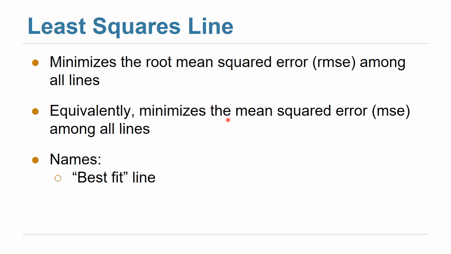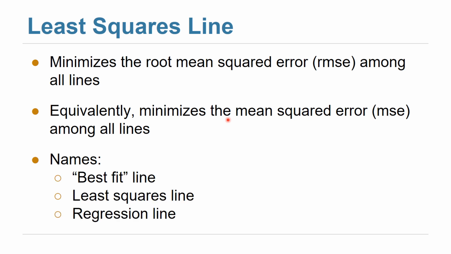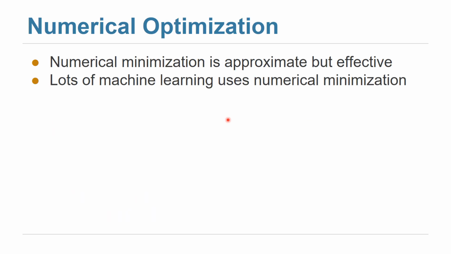The least squares line is also called the best fit line, the least square line, or the regression line. All of these are names of the same thing. So whenever you hear regression line, it's the same as the least squares line, and it is also called the best fit line.